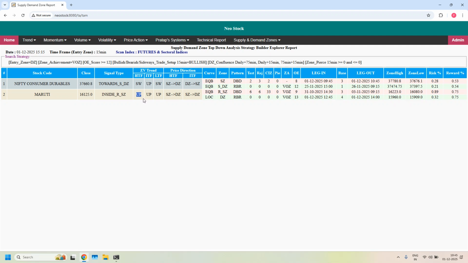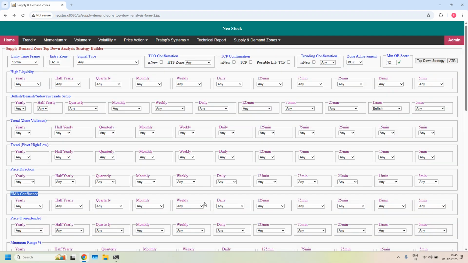So let's verify if this 15 minutes demand zone has a high probability by setting the second filter on this daily demand zone having daily EMA confluence. So the overlapped 15 minutes demand zone inside the daily might be having more high probability to get success if any stock is filtered. But at the same time, daily trend should not be sideways. It should be uptrend because it is bullish trade setup.